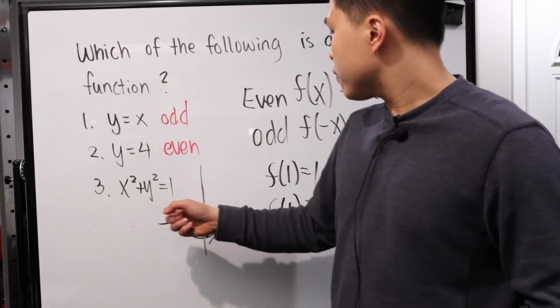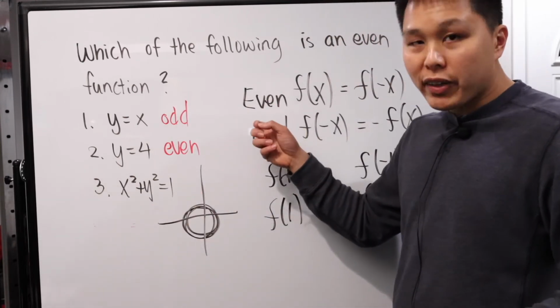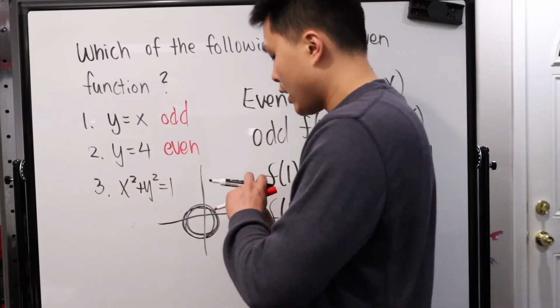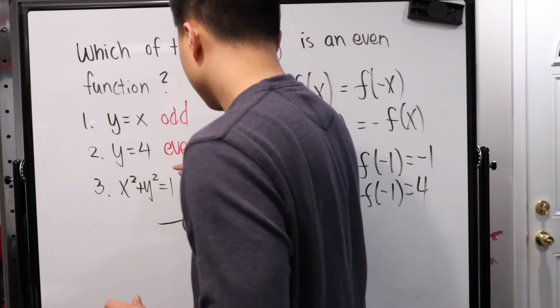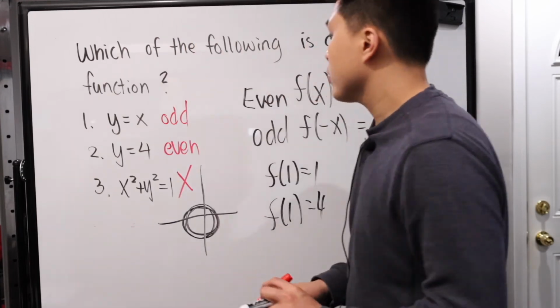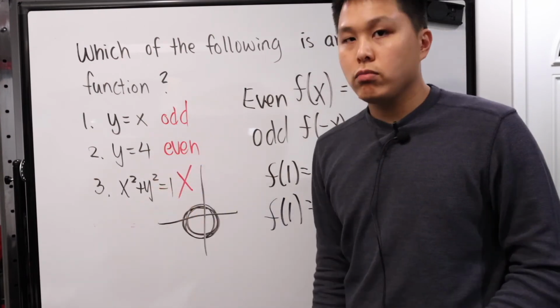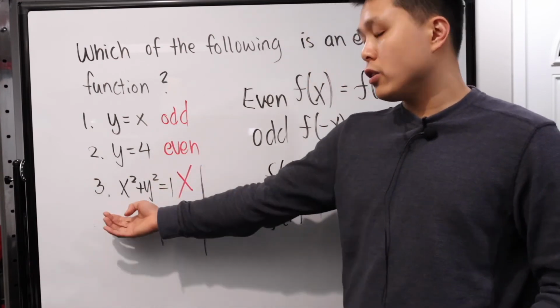So even if this follows the definition of even, this in itself is not a function. So this is not something you should consider. Simple as that. And the only reason for that is because it's saying an even function. If it just says even without saying function in any way, then you can consider 3 as well.